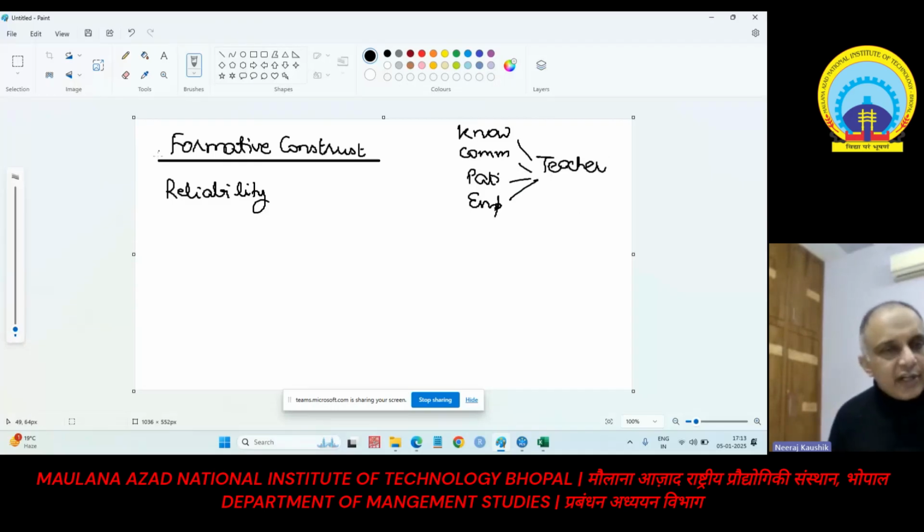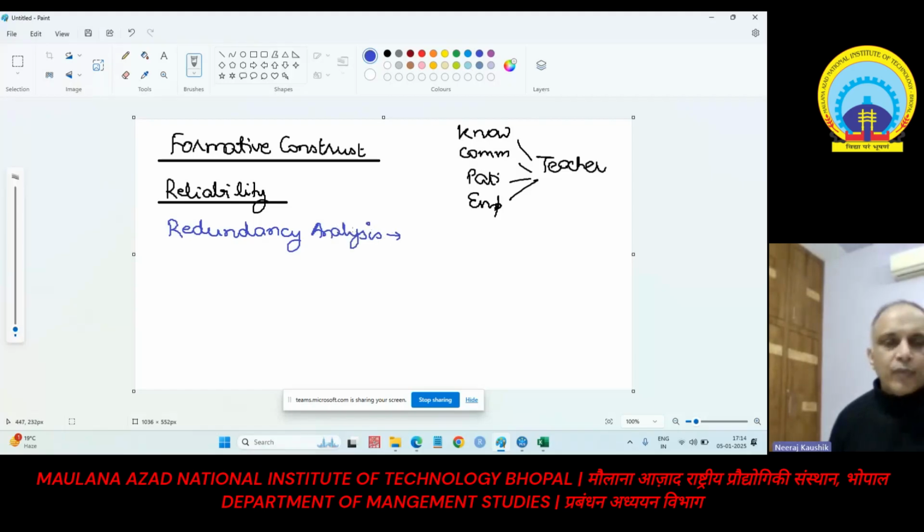So what is recommended to check the reliability? We have to use a technique, its name is called redundancy analysis. So a technique is there, redundancy analysis. Redundancy is the repeat. Redundancy is a word from computer, and redundancy means repetition.